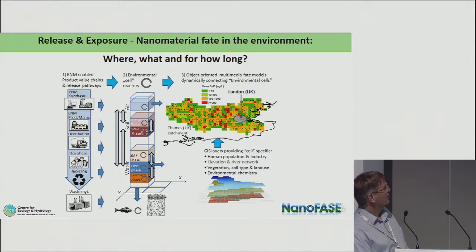We then have to try and work out that because it behaves as a particle rather than as a solute, the fate might make it travel differently, so we end up with hotspots in places where we wouldn't normally expect them. So this is what we're having to try and model based on understanding these processes. And that obviously comes with overlaying layers of population and industry locations, environmental chemistries, etc., etc.